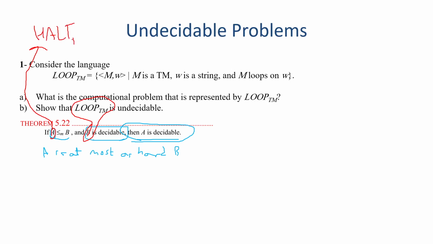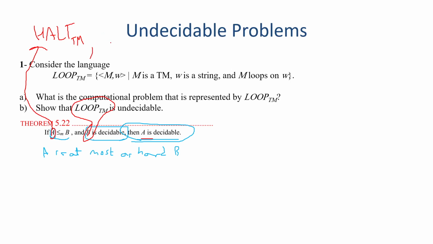So the machine that we just proved a second ago is undecidable. If we assume that B is decidable and we're able to reduce A to B, then that means A is decidable. In other words, that means that halt TM is decidable, and that's where you get a contradiction. You're using loop TM to build a machine that you know is definitely undecidable.